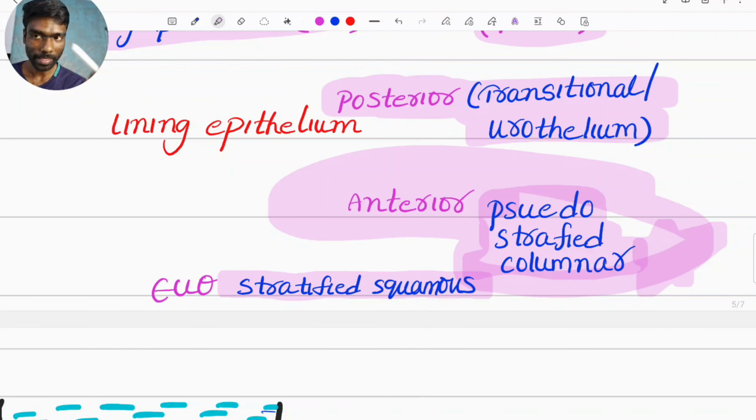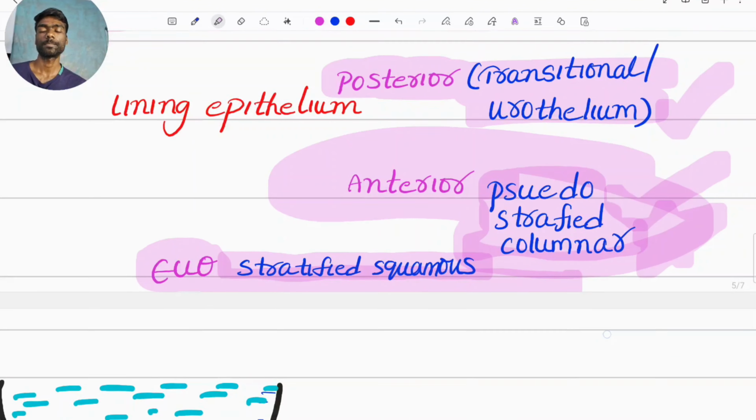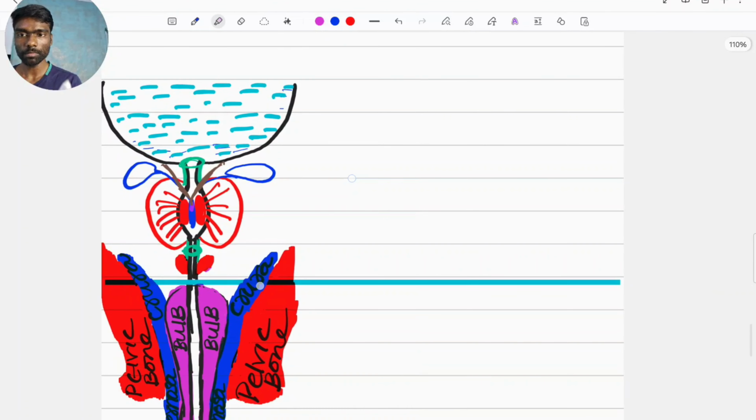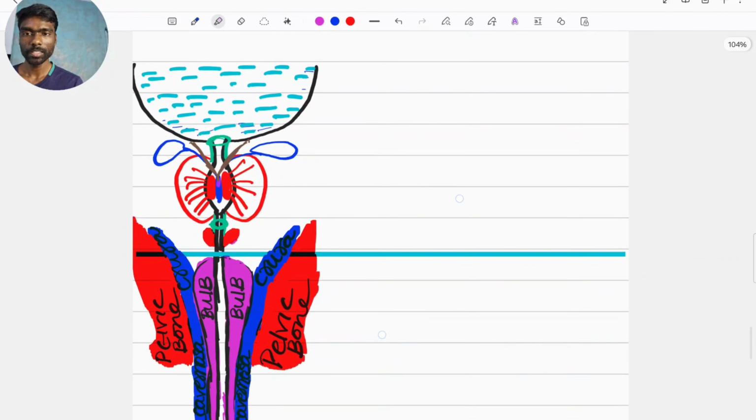Exactly until the verumontanum, it is urothelium or transitional epithelium. After the verumontanum, it is pseudostratified columnar epithelium, except at the external urethral orifice, where it is stratified squamous. We'll revise the entire structure of the urethra, whatever we have learned, in a minute.